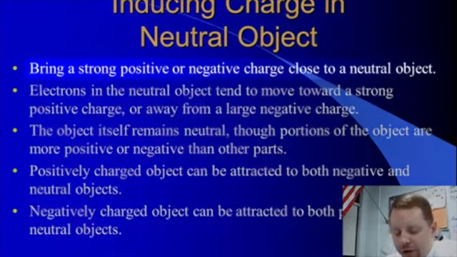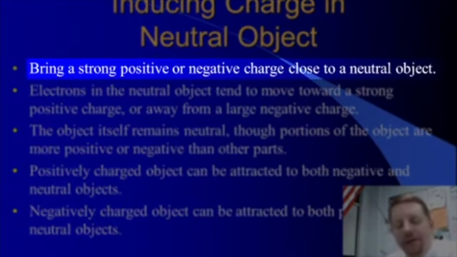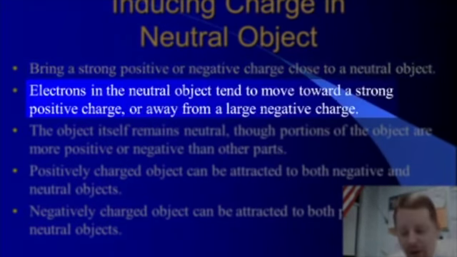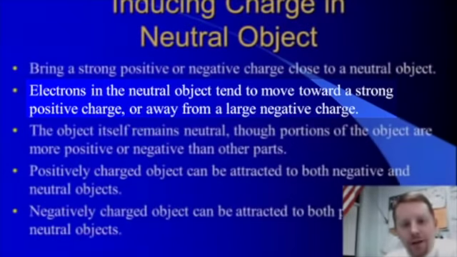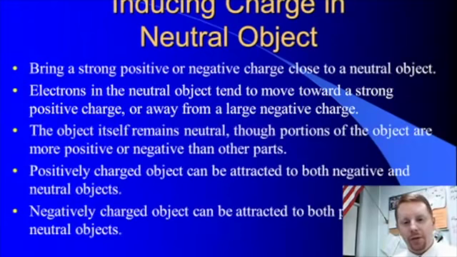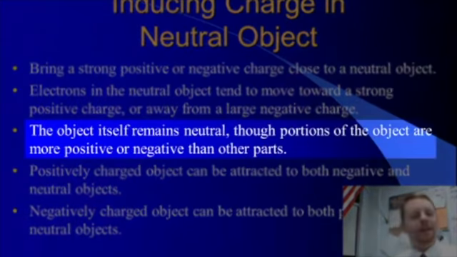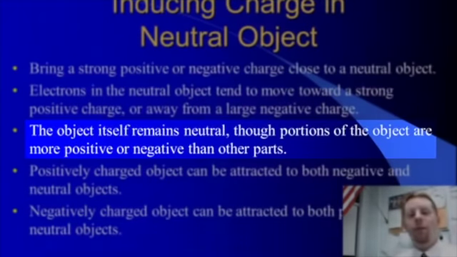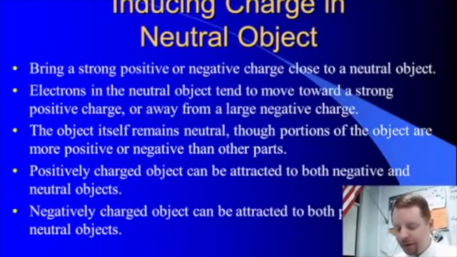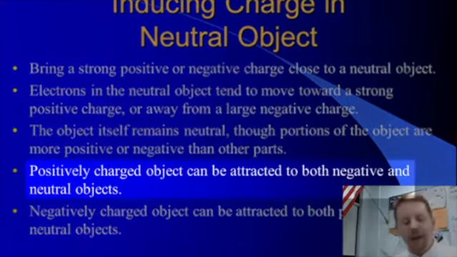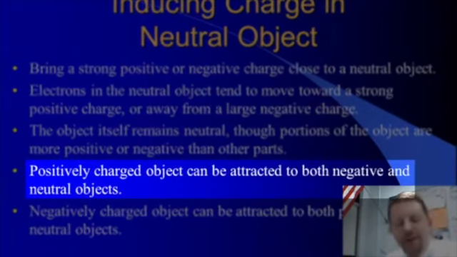So, to induce charge in a neutral object, you can bring a strong positive or negative charge close to that neutral object. The electrons in the neutral object tend to move toward a strong positive charge or away from a strong negative charge, leaving the other end of that object with the opposite charge. The object itself, though, remains neutral as a whole. The electrons never go away, they're just moved. Portions of the object are more positive and portions are more negative, however. A positively charged object can be attracted to both negative and neutral objects this way.